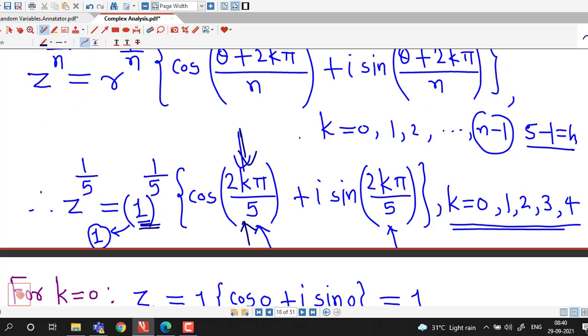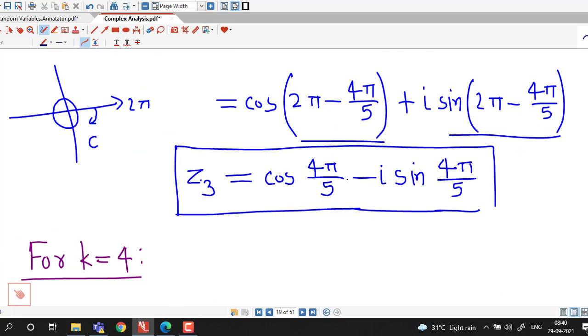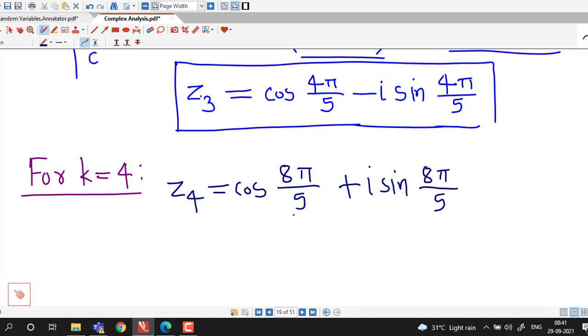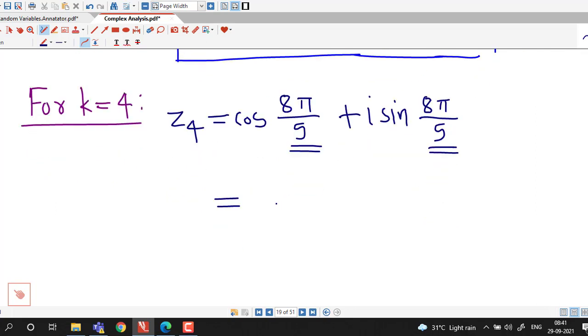If we take k equal to 4, here we have 2 into 4, that is 8 pi by 5, plus i sin 8 pi by 5, that will be the fifth complex root, which is denoted by z4. So this is cosine of 8 pi by 5 plus i sin 8 pi by 5. Here also the angle becomes greater than pi, so we try to convert it into an angle which is less than pi. So we can replace 8 pi by 10 pi minus 2 pi, divided by 5.